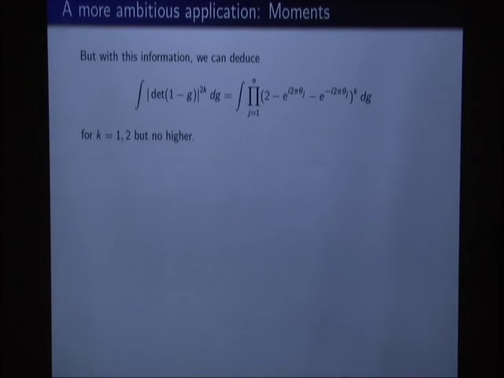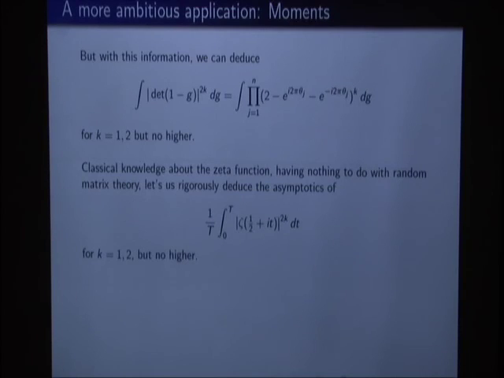If k equals 2, it goes from negative 2 to 2. That's still less than 2n. But suddenly, when k equals 3, you can't rigorously compute these things anymore, at least as long as you restrict the information you have to the limitation I mentioned before. That's exactly what we know classically about the moments of the zeta function, at least rigorously. It has nothing to do with random matrix theory or computing correlation functions, but we can rigorously deduce these asymptotics for k equals 1 and 2, but no higher.